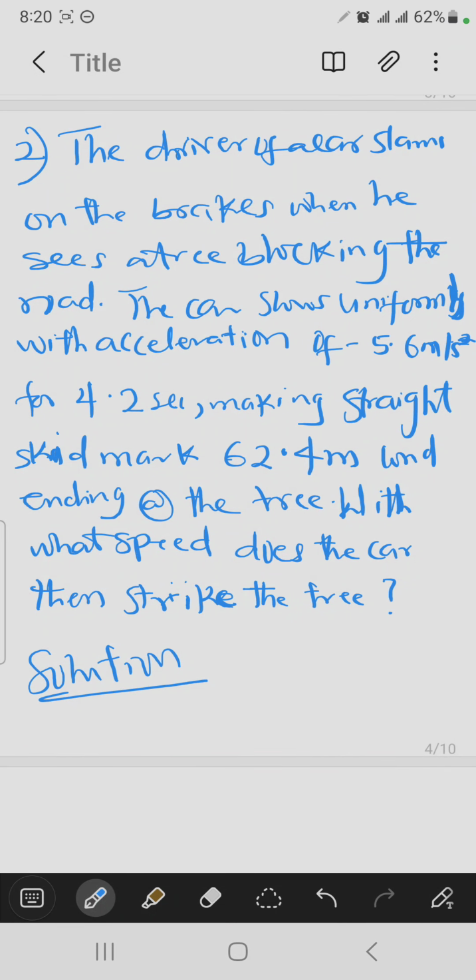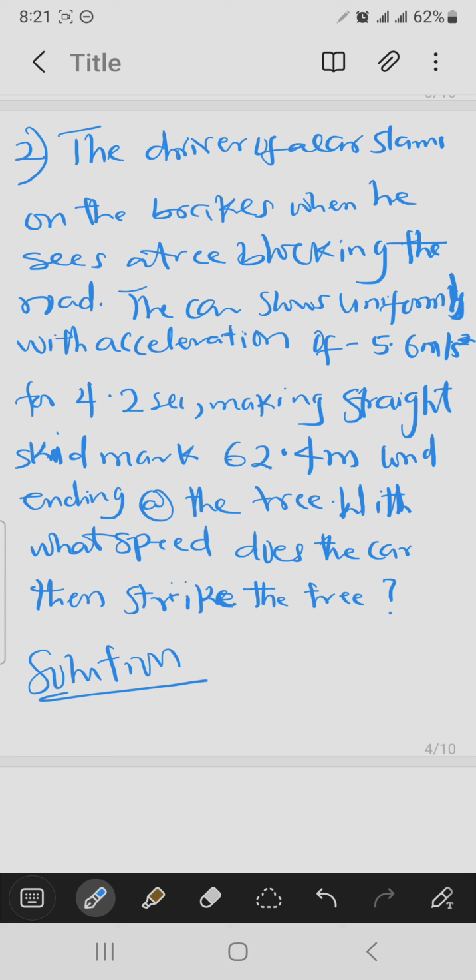The second question states that a driver of a car slams on the brake when he sees a tree blocking the road. When he slams on the brake because he sees a tree blocking the road, it means that he was speeding up already. But the moment he realized that there was a tree in front of him, he stepped on the brake. And stepping on the brake means that the velocity with which it was moving before is going to be reduced.